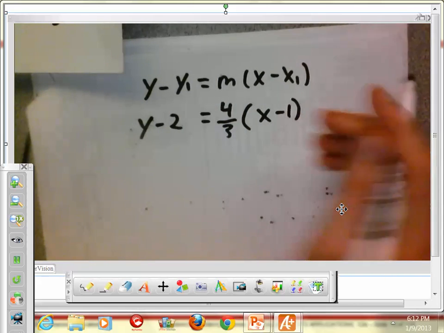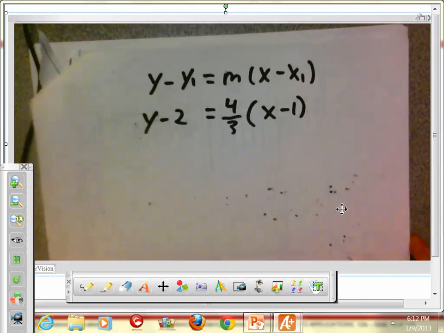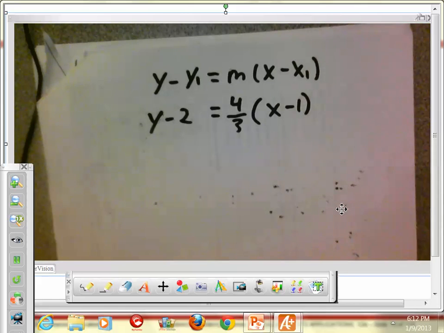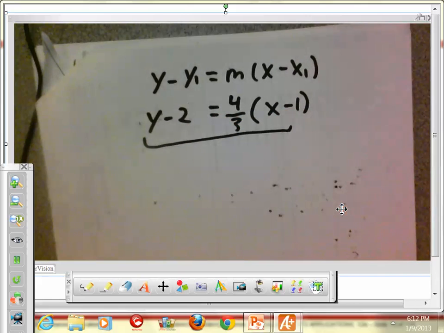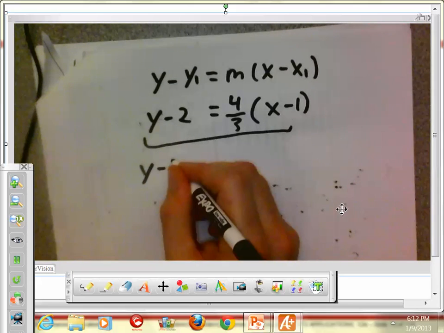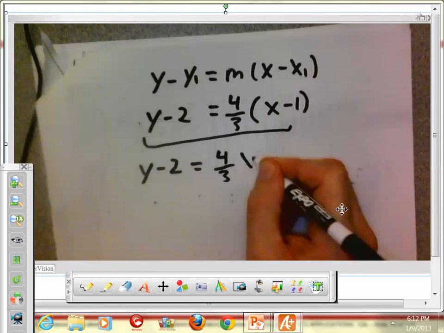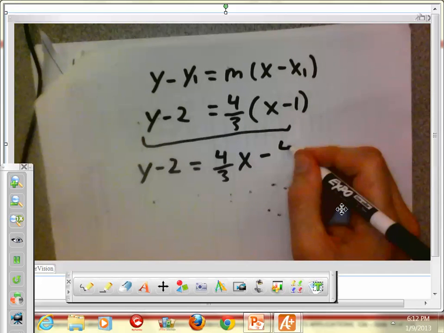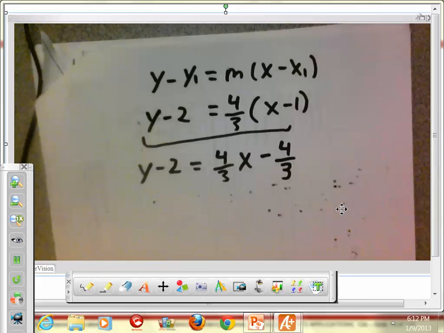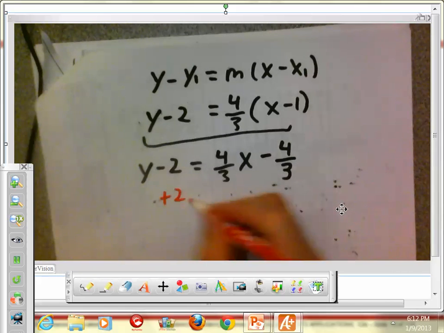Okay? Now this is the point slope form of the line. I'm going to write this now in the slope intercept form. So I'm going to have y minus 2 is equal to 4/3 x minus 4/3. What I did there is just distribute the 4/3 to the x and the minus 1. I'm going to add 2 to both sides.